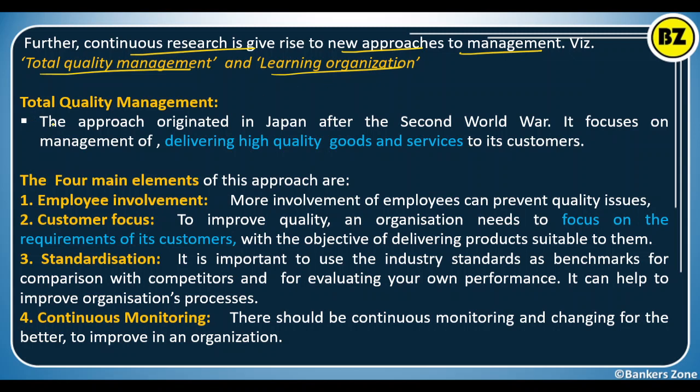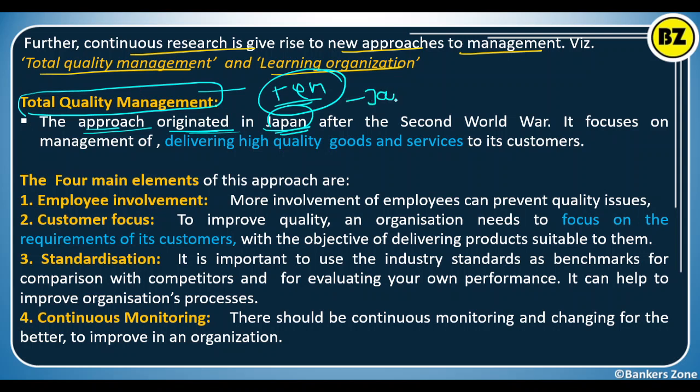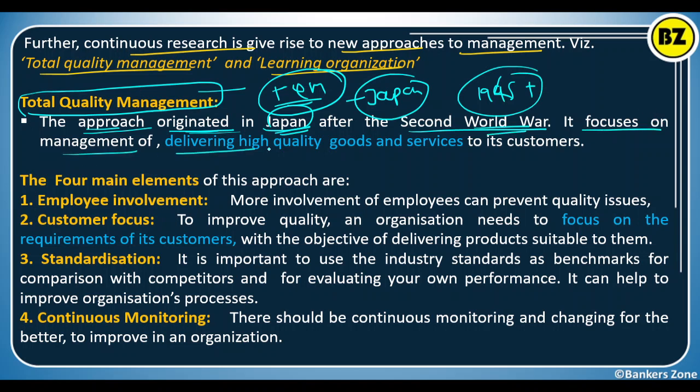What do you mean by total quality management? See here, this approach originated in Japan. Total quality management means you have to manage all the quality. Remember Japan, because there will be a question. It originated after the Second World War, around 1945. It focuses on the management of delivering high quality goods and services to its customers.